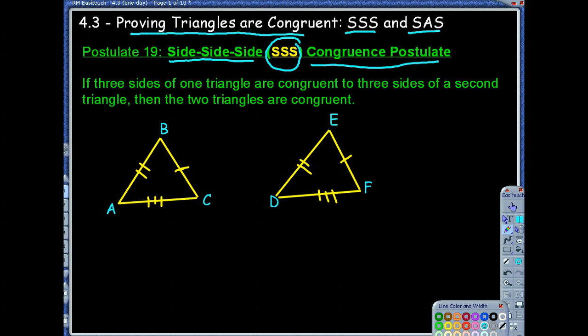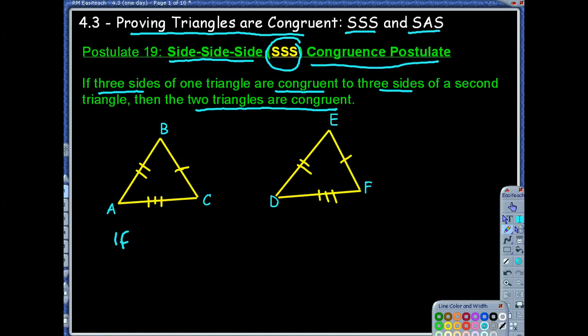What does that mean? It says if 3 sides of one triangle are congruent to 3 sides of a second triangle, then the 2 triangles are congruent. So here we don't need to know anything about angles whatsoever. That's kind of convenient. So notice in this picture, if I give you 3 pairs of corresponding congruent sides, so you can see that segment BC is congruent to segment EF, AB is congruent to DE, and so forth, we're going to end up with some congruent triangles.